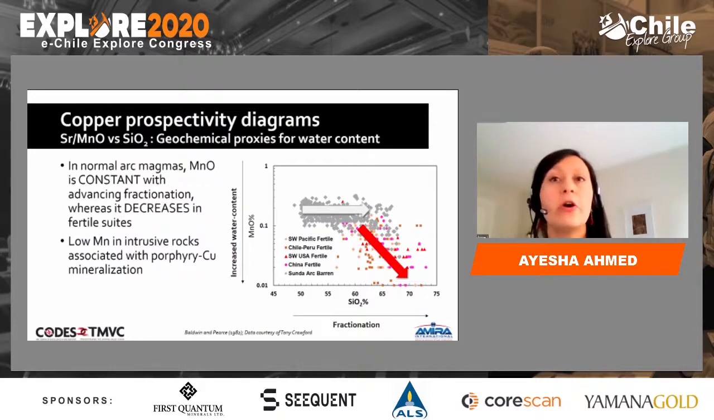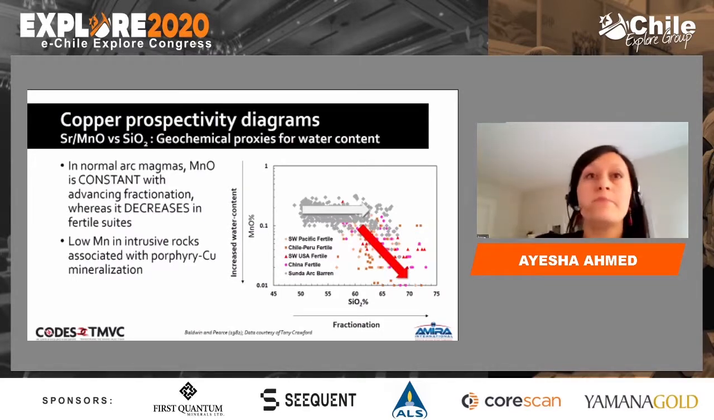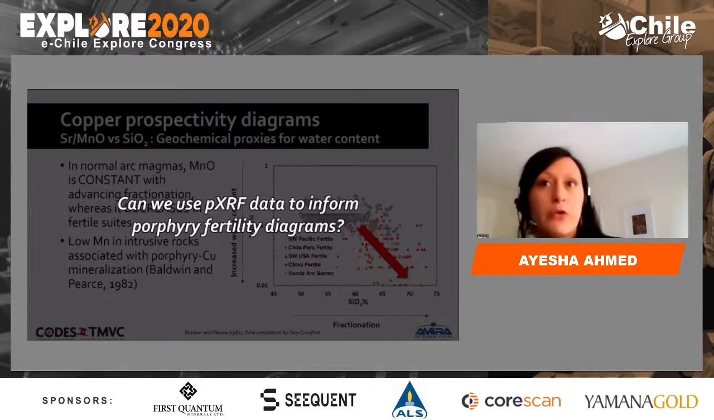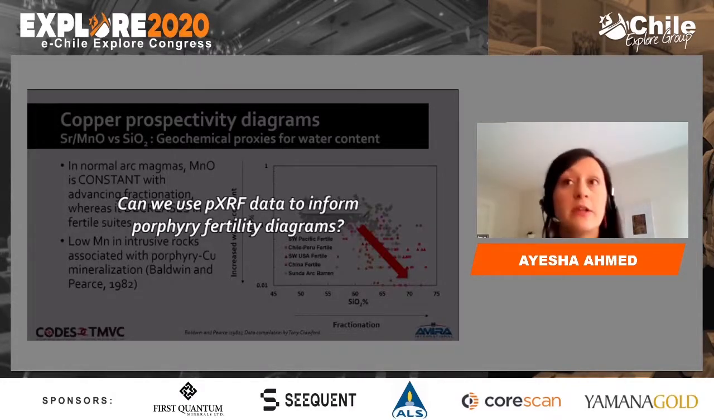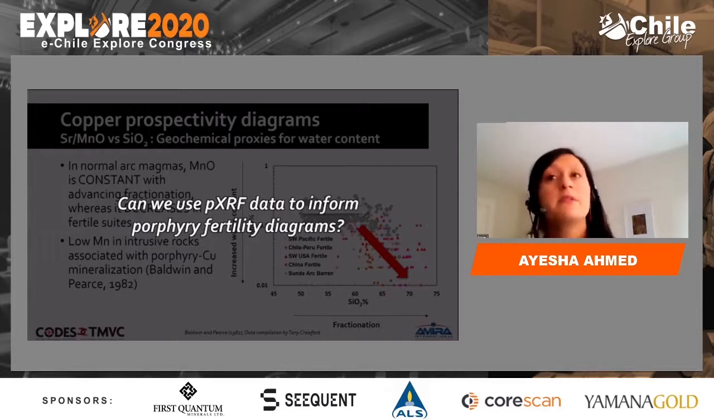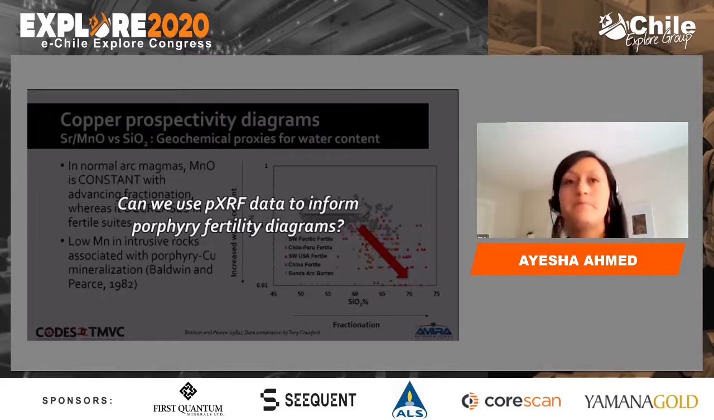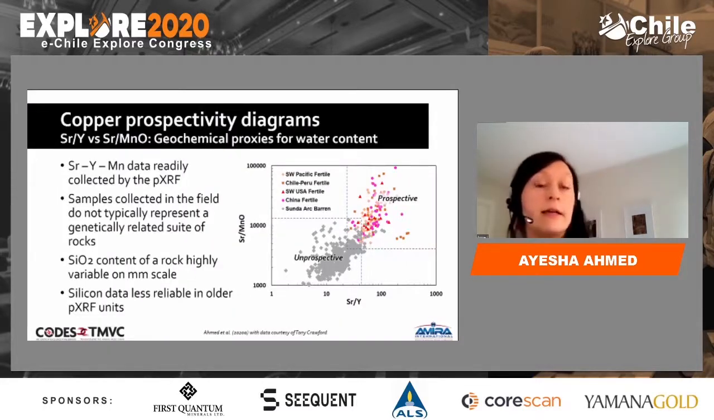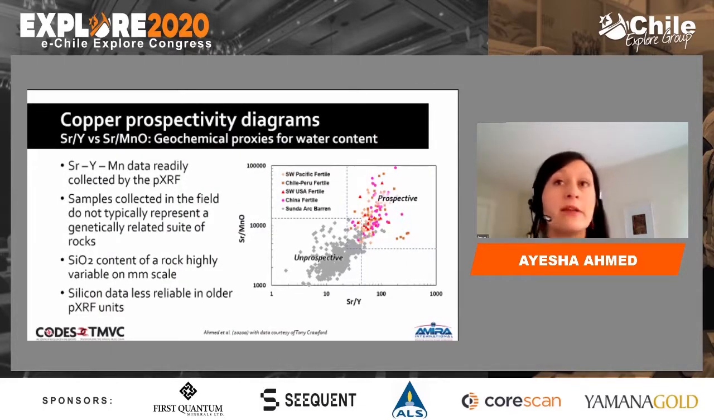Now, it's just important to note that both of these exploration or prospectivity diagrams are typically informed by whole rock commercial laboratory data collected on intermediate to felsic intrusive rocks. But we wanted to know, can we use the PXRF to collect much cheaper, but still reliable, robust, and reproducible porphyry fertility data? Luckily, strontium, yttrium, and manganese are readily collected by most PXRF units.